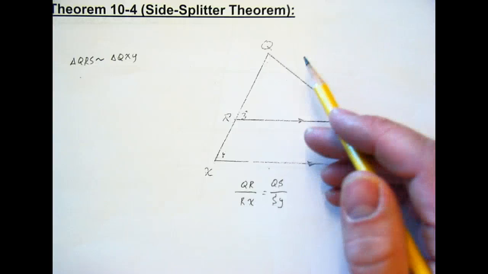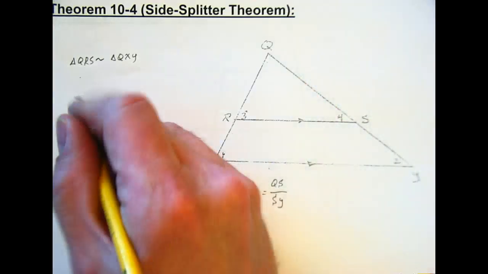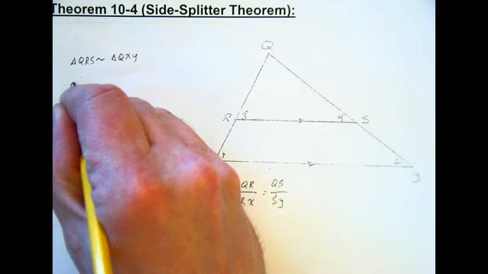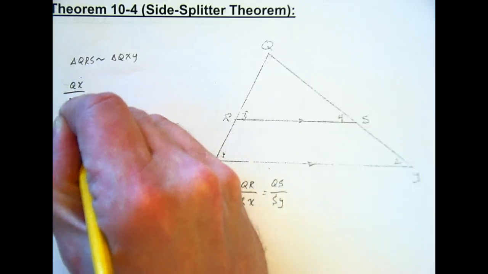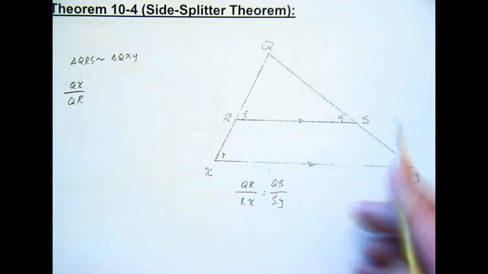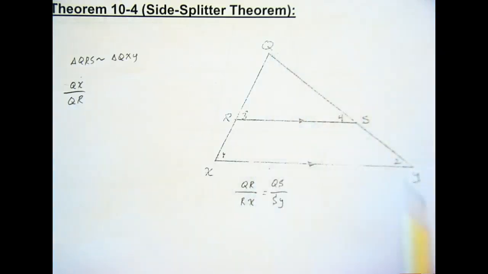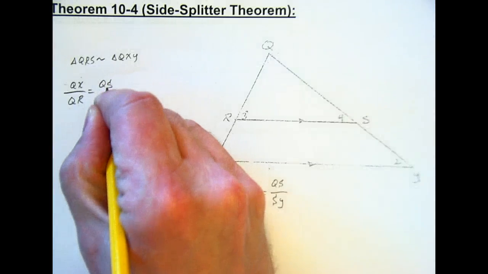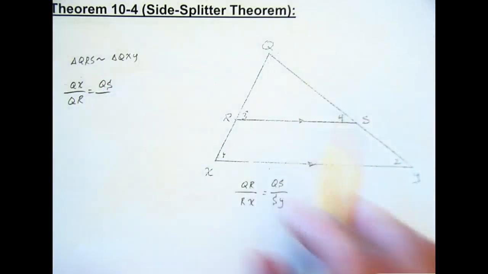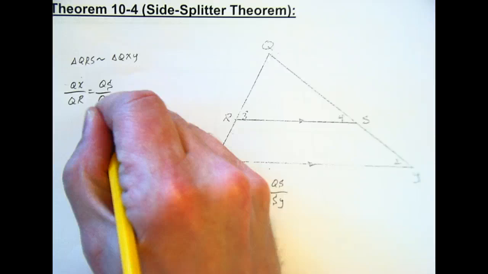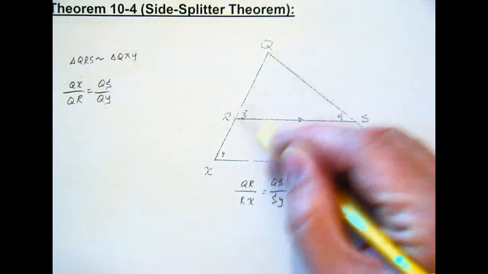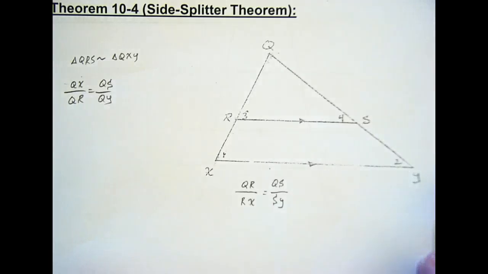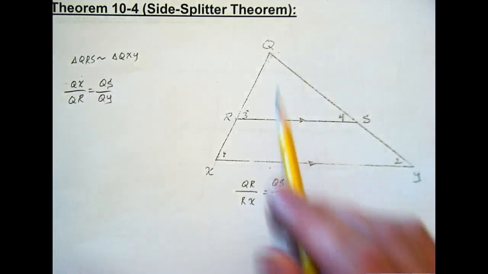Okay, so we've got those similarity pieces, which tells us that this side right here, QX, is proportional to what? QR. So since this is true, we know that QX is proportional to QR. And we also know that QS is proportional to what? QY. Okay, so this is proportional to this big side. This is proportional to that big side. Okay, pay attention.